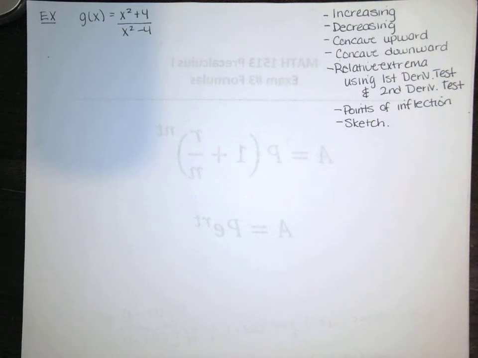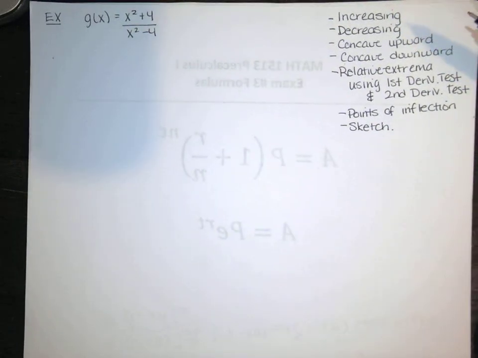Welcome back, guys. In this video, we are doing the same thing that we did in the last video. This time, we've got a function that has some vertical asymptotes. We're determining the intervals where the function's increasing and decreasing, and where it is concave upward and concave downward. And we're finding and classifying relative extrema.